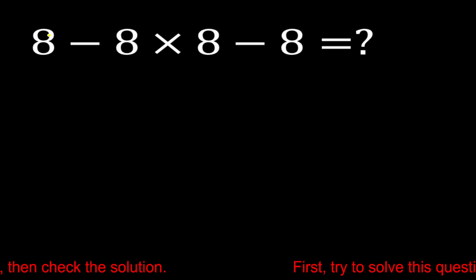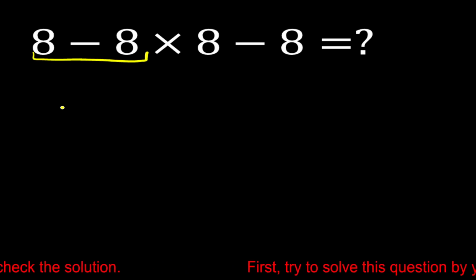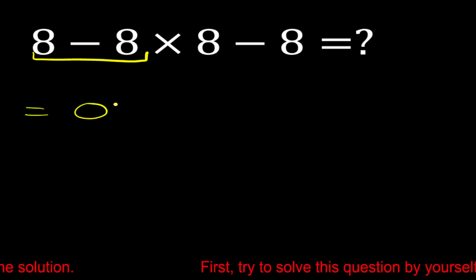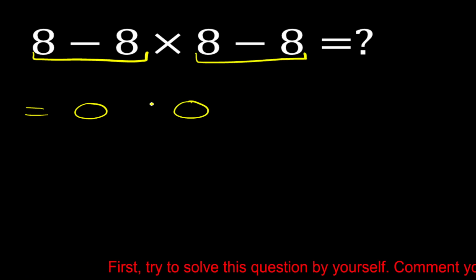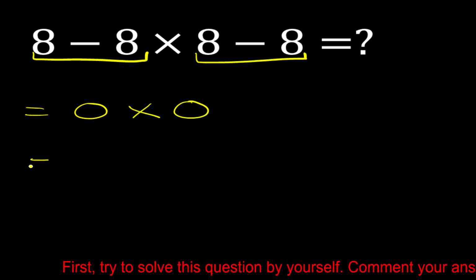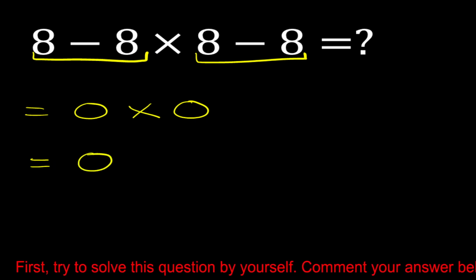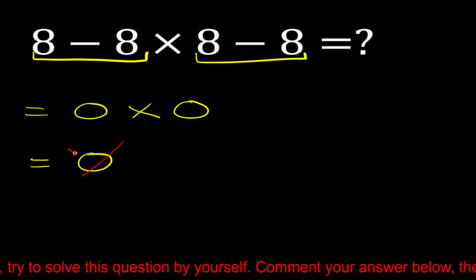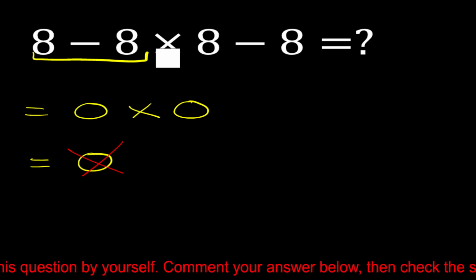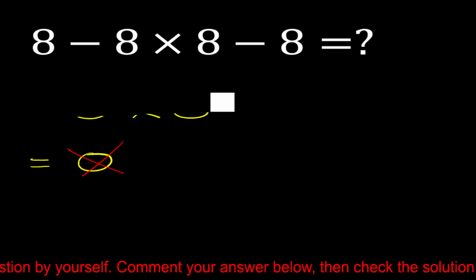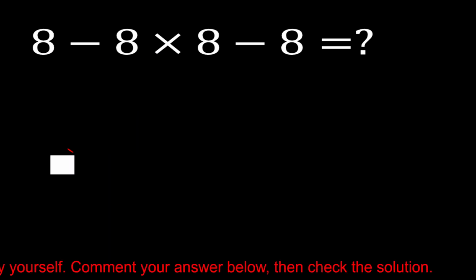Most people solve this question like 8 minus 8 is equal to 0. Then again 8 minus 8 is equal to also 0. Now 0 multiply 0 is equal to 0. Okay, but this answer is not correct. This answer is completely wrong. So now let's solve this problem correctly by using the PEMDAS rule.